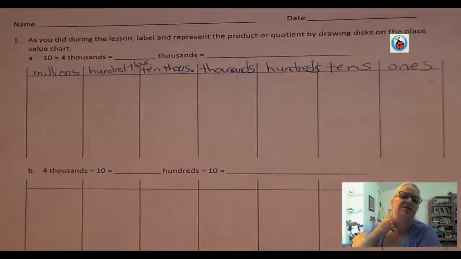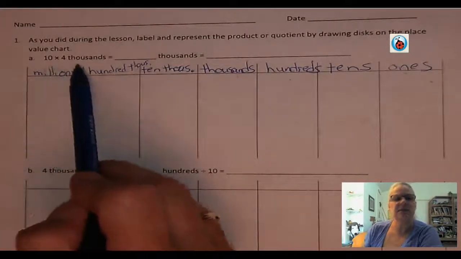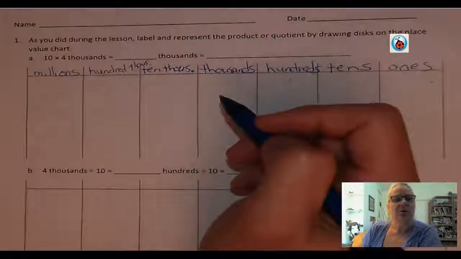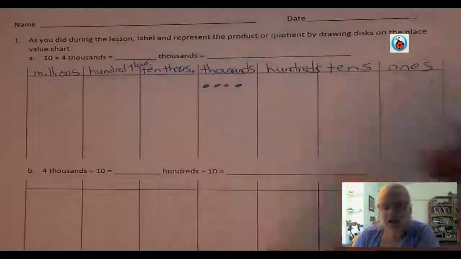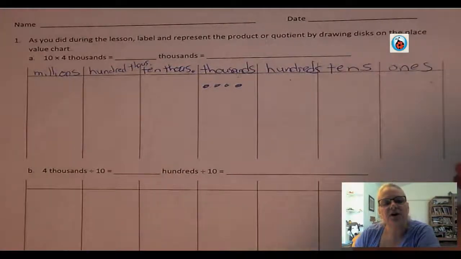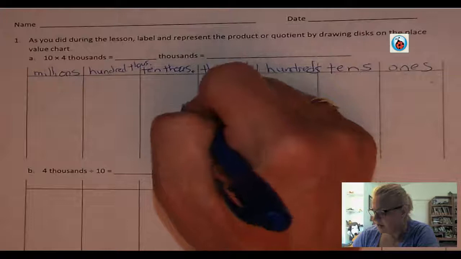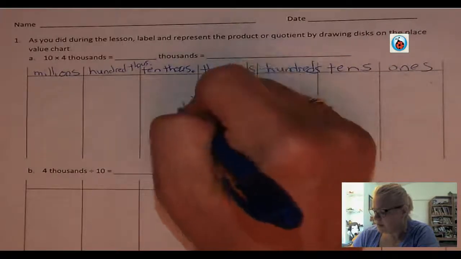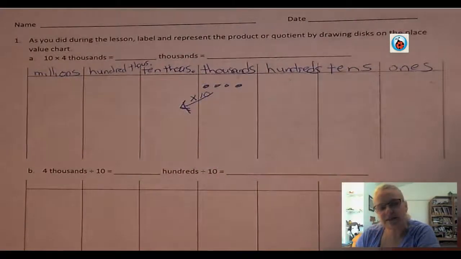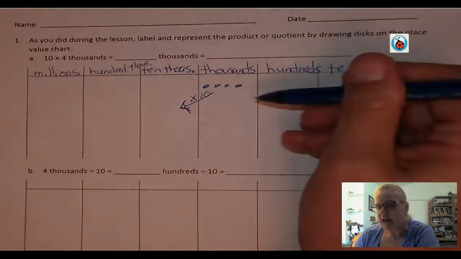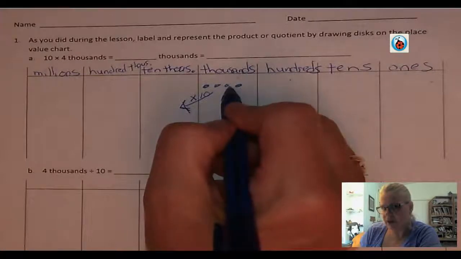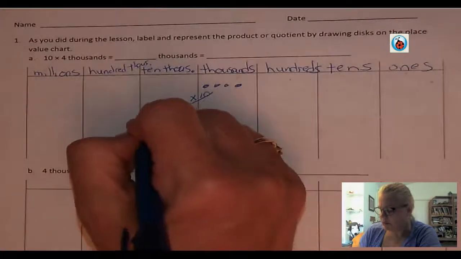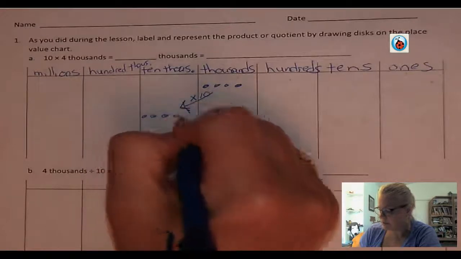All right, so now we have 10 times 4,000. So we need to start with 4,000s. So we're going to put 1, 2, 3, 4 in the 4,000s. And we're going to multiply that by 10. So we're just going to make an arrow and multiply it by 10. Multiplying by 10, you move to the left. So 4,000s times 10 equals 4 10,000s.